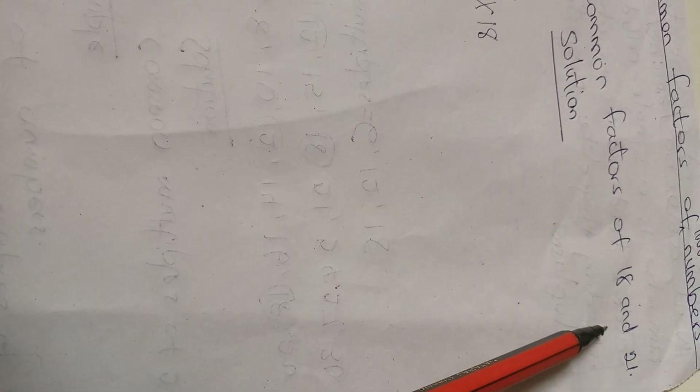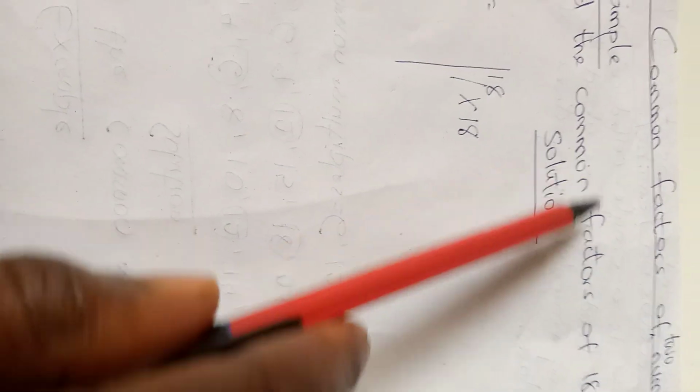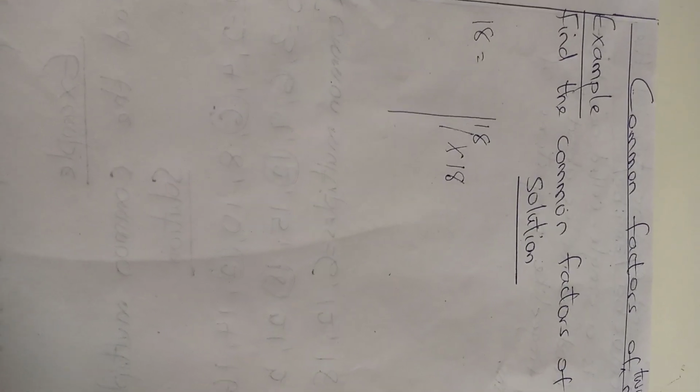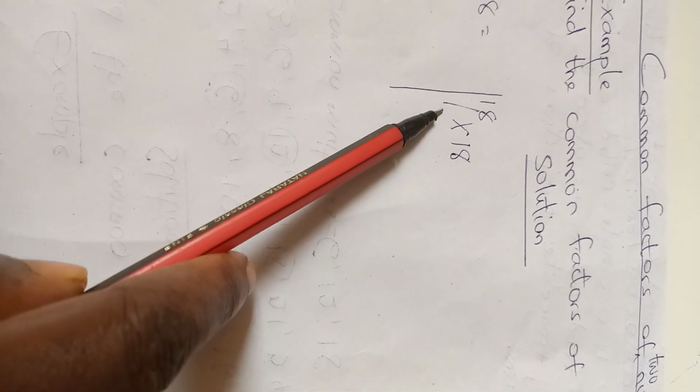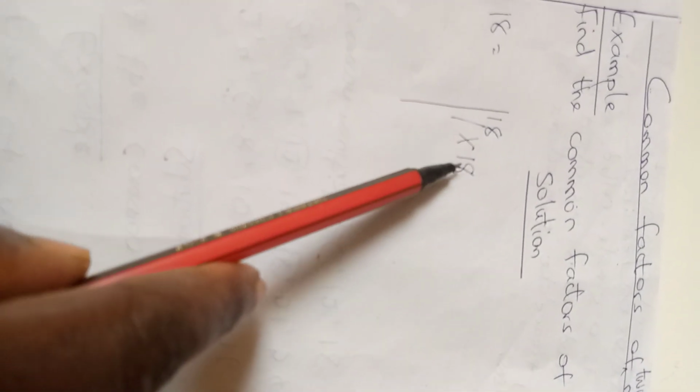Now let's look at an example. Find the common factors of 18 and 21. The solution. Before you can get the common factors of 18 and 21, you have to look for the factors of 18 and look for the factors of 21. Do not forget I said earlier that 1 is a factor of any given number, meaning 1 can divide through any given number. This is the given number, that is 18. That is why I have my 1 times 18.